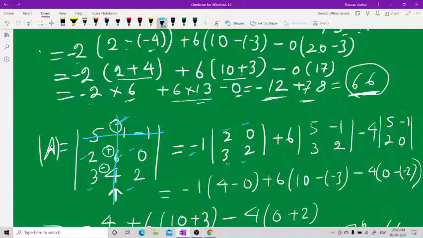Now in front of 6, on the top you have a plus sign, and in front of 6 also you have a plus sign. So you will write it as plus 6. When you are expanding it with the second row, I'll draw a line here and cross this one out. Now you have 6, 5, minus 1, and 3, 2.